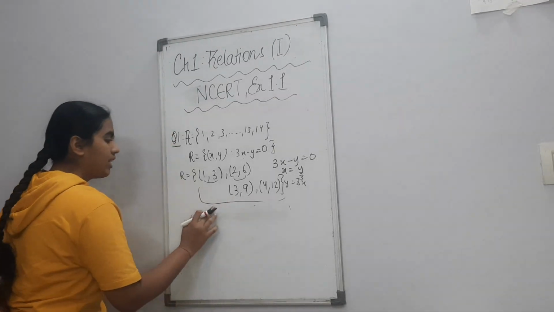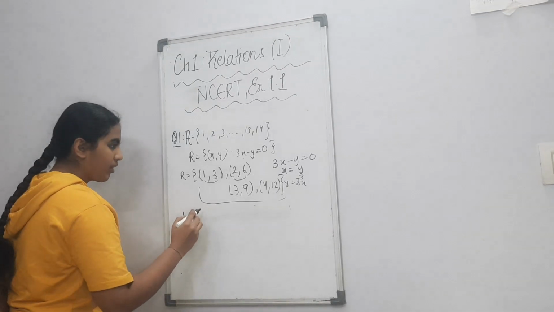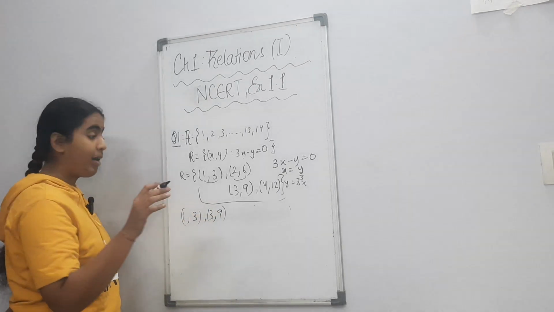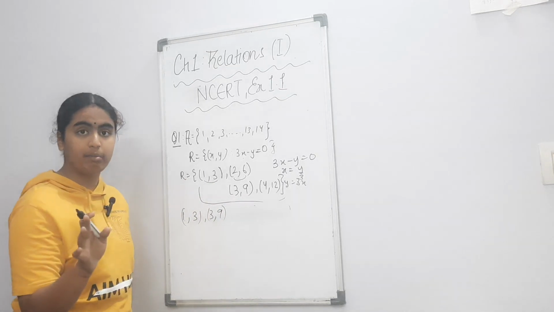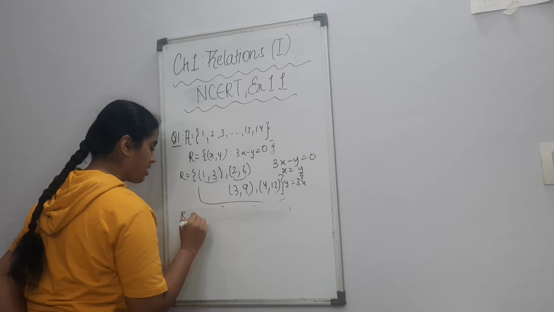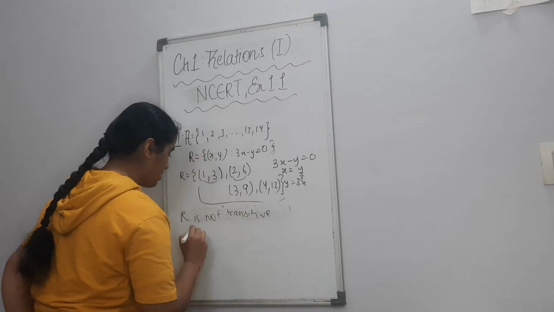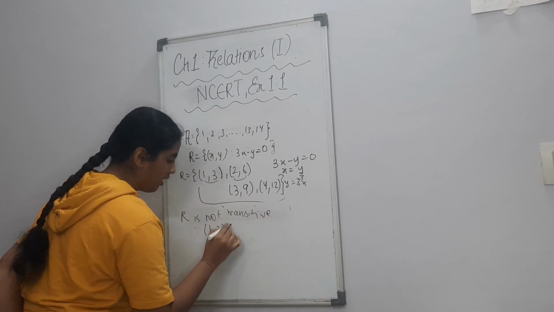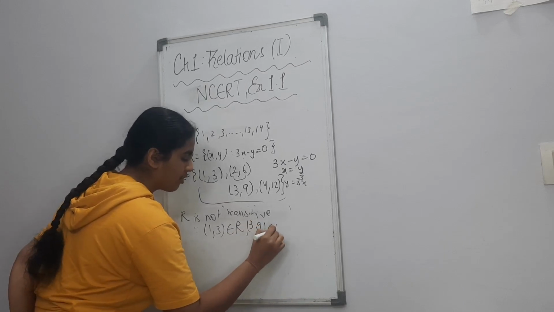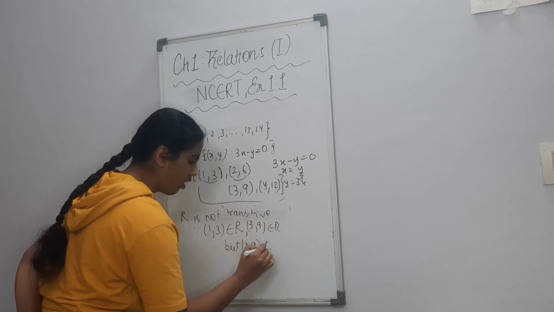So, first, let's see. We have 1 comma 3 belonging to R, and we have 3 comma 9 belonging to R. Right? But we do not have a 1 comma 9 belonging to R, do we? So, you will be writing R is not transitive since 1 comma 3 belonging to R, 3 comma 9 belonging to R, but 1 comma 9 not belonging to R.